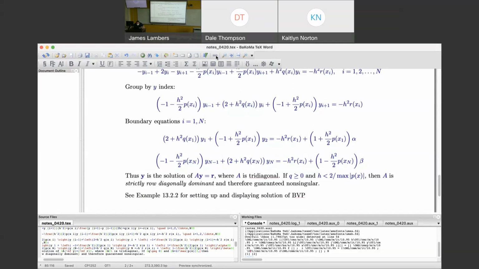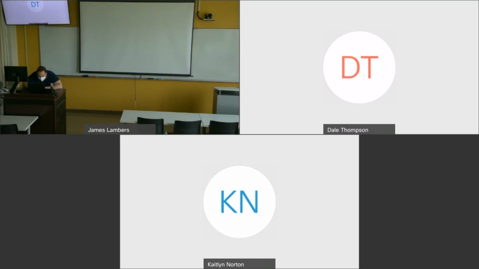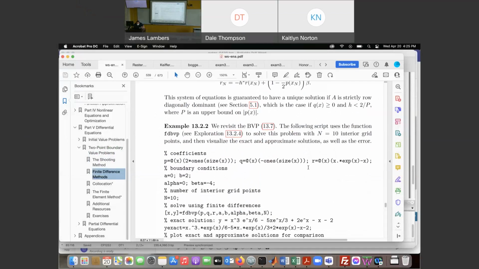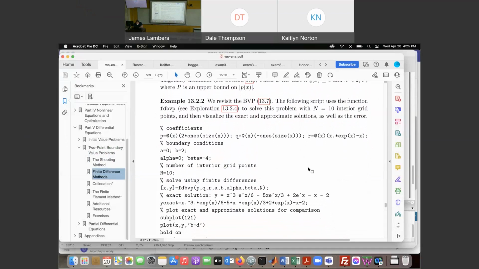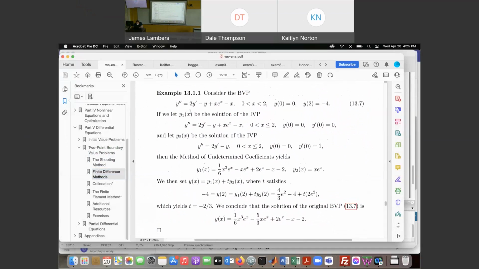I want to show you an example involving this. So for my text here, I have an example. I'll show you the boundary value problem to be solved. Okay, so it's this one.